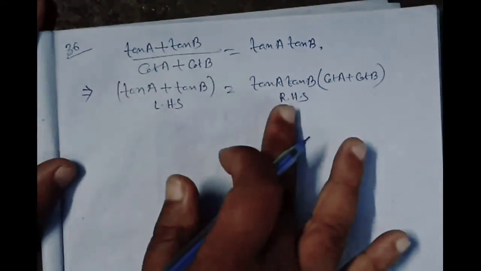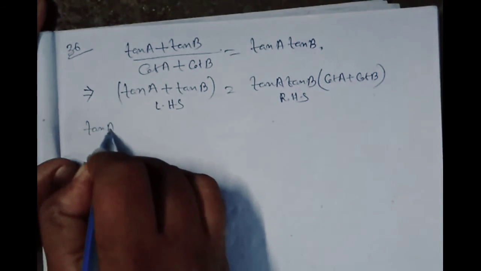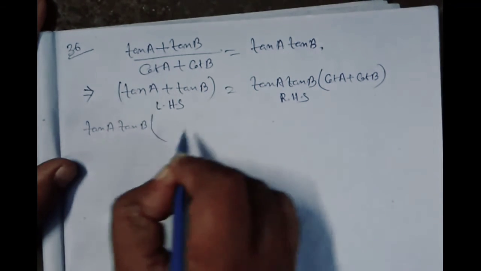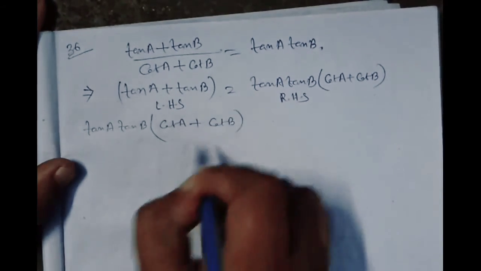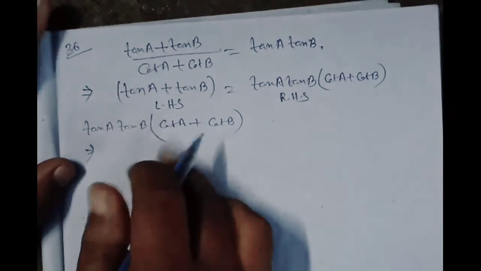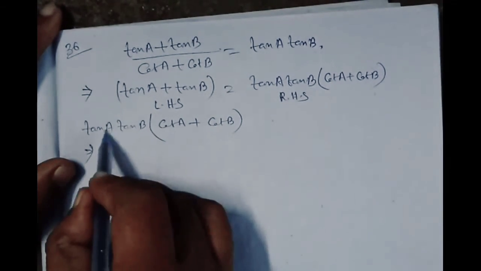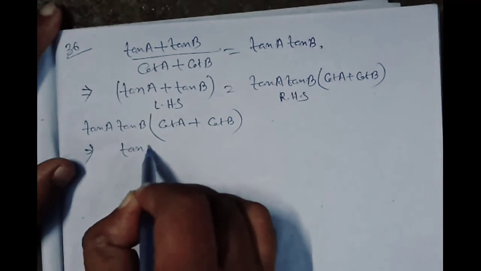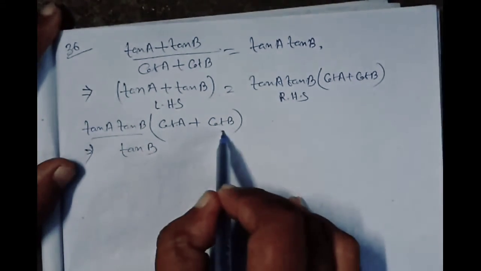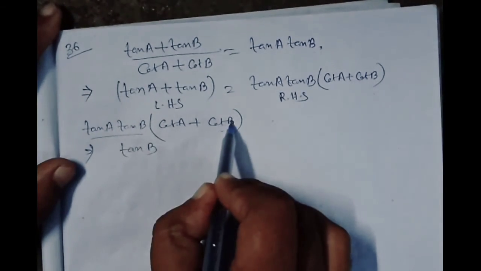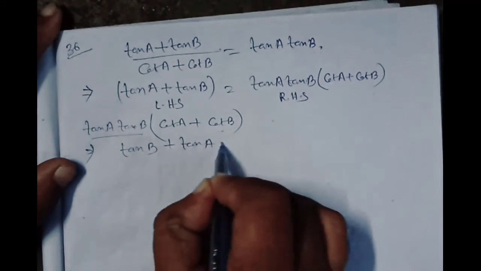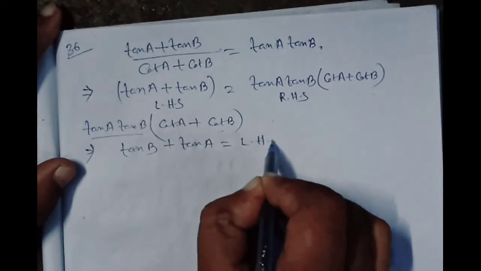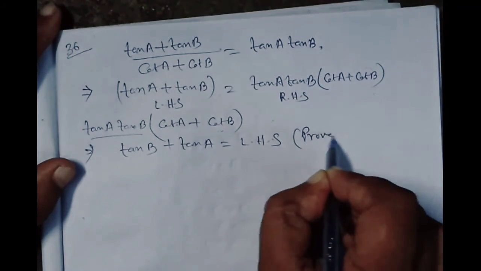We should proceed from the RHS, that is tan A tan B into cot A plus cot B. This should be multiplied. If we multiply here, tan cancels out, so we get tan B. If we multiply over here, tan and cot cancel out, we will get tan A, that is the LHS. Proved. Okay, next.